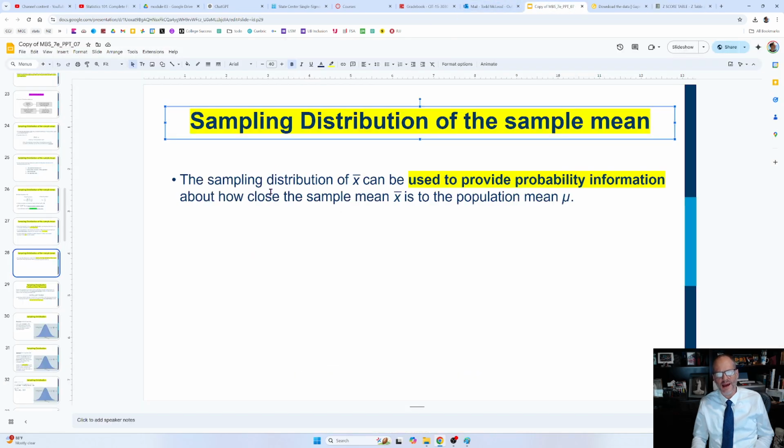And so when you have a distribution of data that's normally distributed, you could use the z-score, then you can start to calculate the probability. The sampling distribution of the sample mean can be used to provide probability information about how close the sample mean is to the population mean. I know that all might sound like gibberish if this is the first time. We're going to see an example coming up, and hopefully that'll clarify it for you.